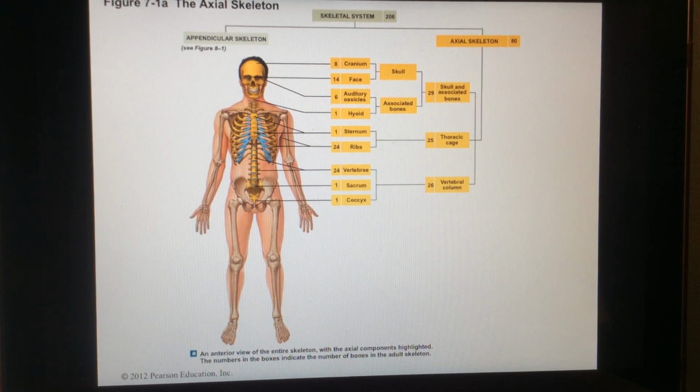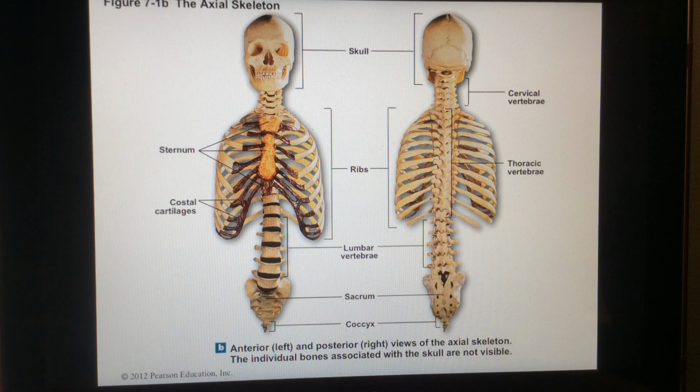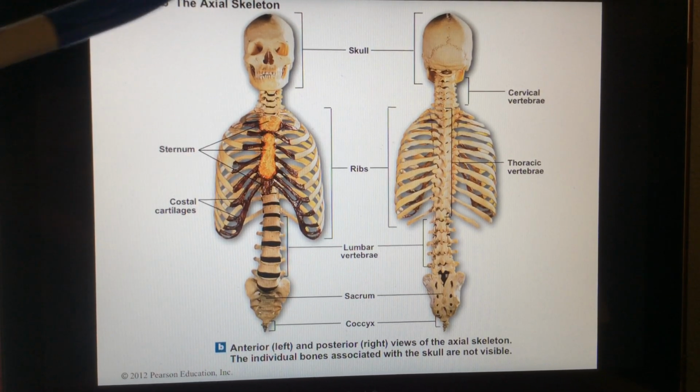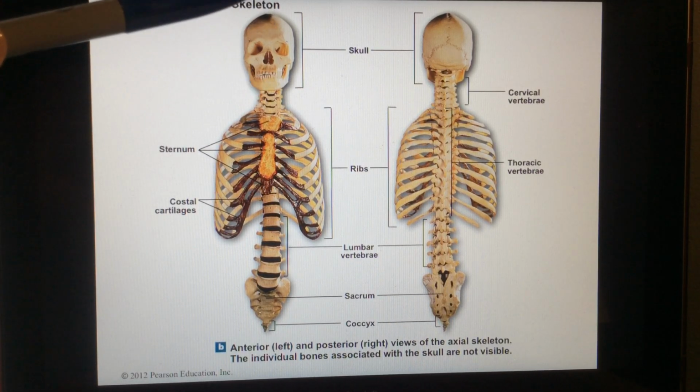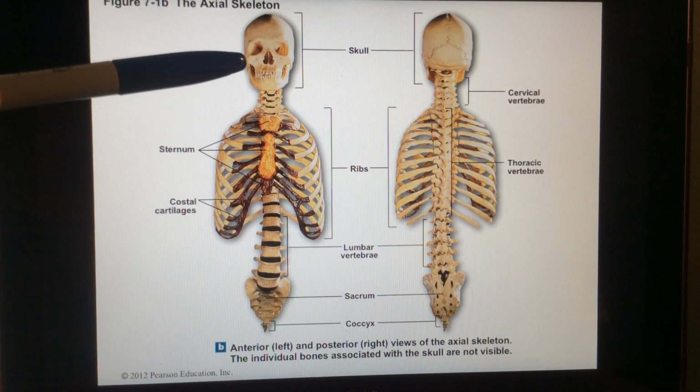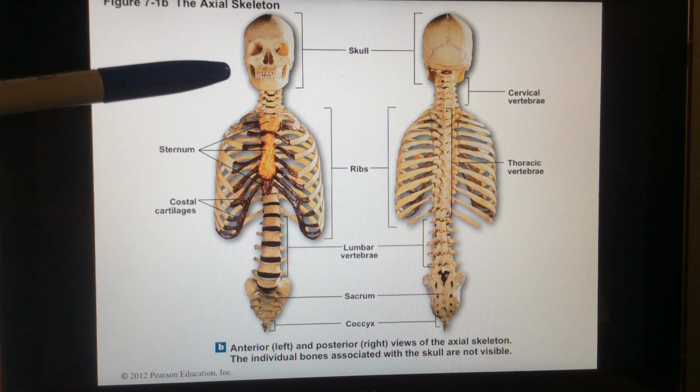We have 1 sternum, 24 ribs that makes up the thoracic cage, and then the 24 vertebrae, sacrum, and coccyx. That'll make up the 26 in the vertebral column. So be familiar with the colorized and non-colorized versions of our skeleton. Be able to identify these specific areas. So looking at this, you can appreciate the skull and how they are not clearly colorized to individualize the bones of the facial or cranial bones.